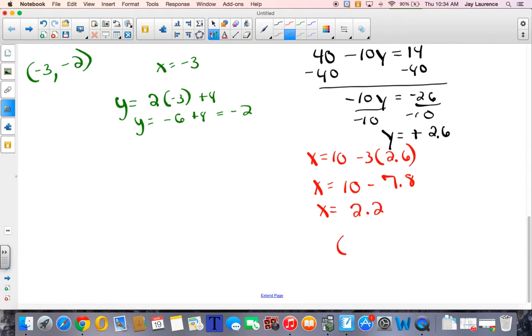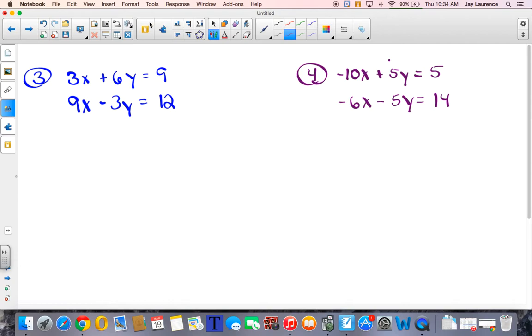Therefore, the solution to this system would be at the point 2 2/10 and 2 6/10. Which would be difficult to know. You could graph it and see it's about there, but it's going to be tough to know. All right, let's do 2 more examples here real quick. Okay, number 3.